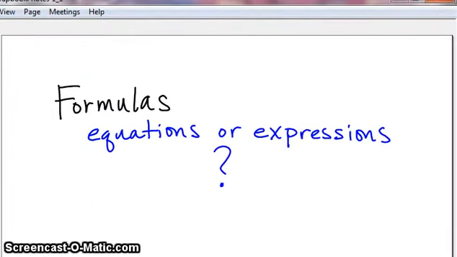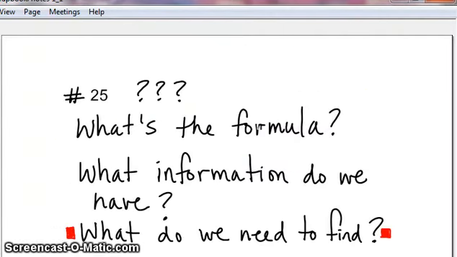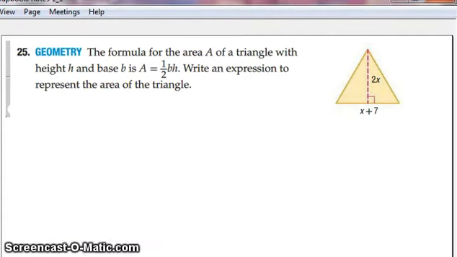Okay, we're going to take a look at formulas. We're going to decide, are they equations or expressions? So let's look. Number one, they're relationships between measurements that are fixed, and they help us determine other values or measurements. And when we have a formula in a problem, we need to decide what information we have and then what else we need to find. So let's look at this problem number 25 in the book. They give us the formula straight away for a triangle, which we should know and remember is 1/2 base times height. And we need to write an expression for the area of this triangle.